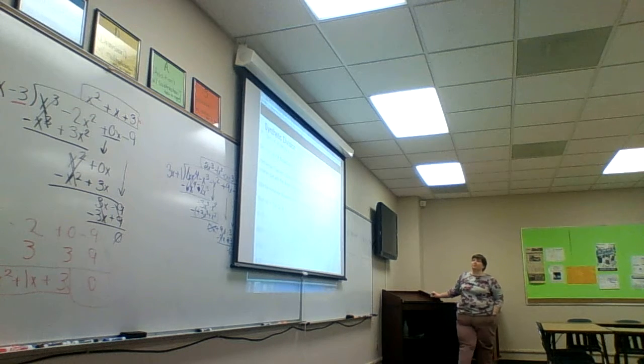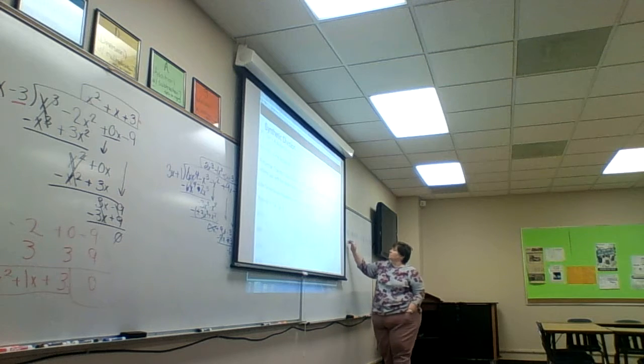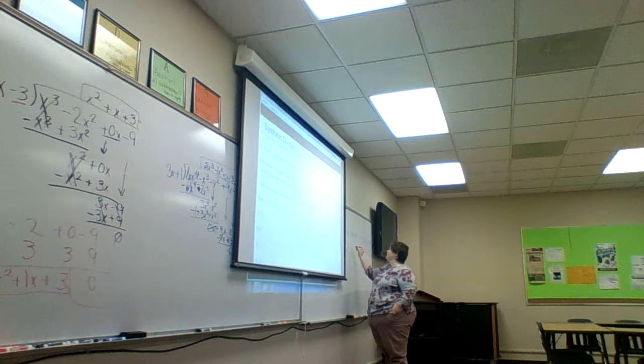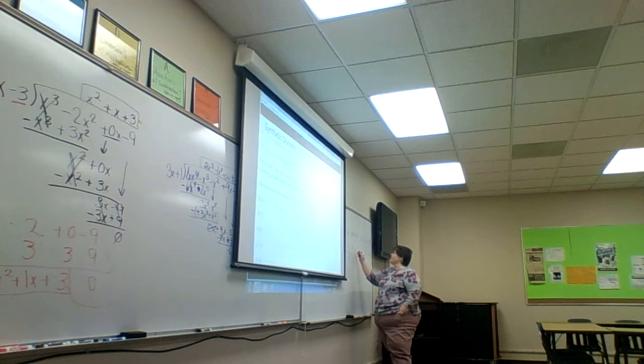Okay, bring down the first one. Now multiply, add, multiply. So multiply these two, negative 3. Add these two, negative 3. Multiply these two, negative 3 times negative 3 gives me a positive 9. Add these two, negative 10 plus 9 gives me a negative 1. Multiply these two, gives me a positive 3. Add these two, positive 3. Multiply these two, negative 9. Add these two, negative 5.